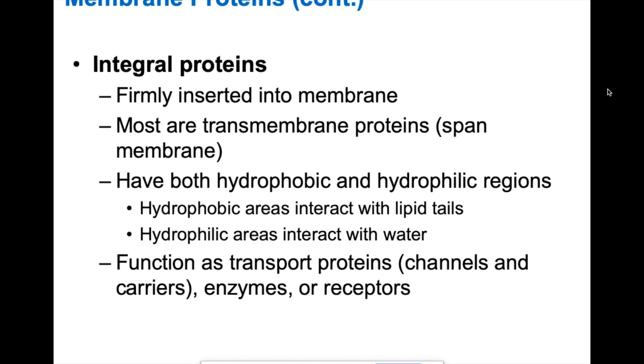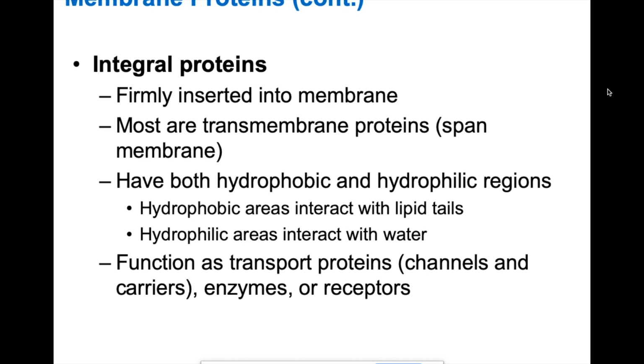Our integral proteins are integrated. They are firmly inserted into the membrane. Most are transmembrane proteins, which means they completely span the membrane. So they are present on both the internal and external surfaces of our cellular membrane, and they're usually used to transport things if that's the case. They have both a hydrophobic and a hydrophilic region. The hydrophobic region interacts with the hydrocarbon lipid tails, and the hydrophilic region interacts with the water near the polar heads on either side of the membrane.